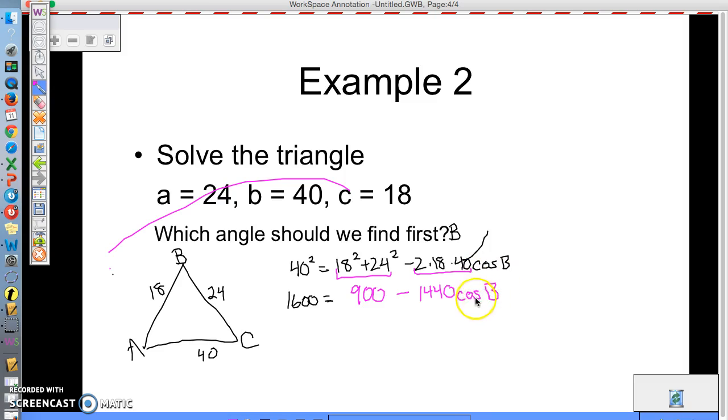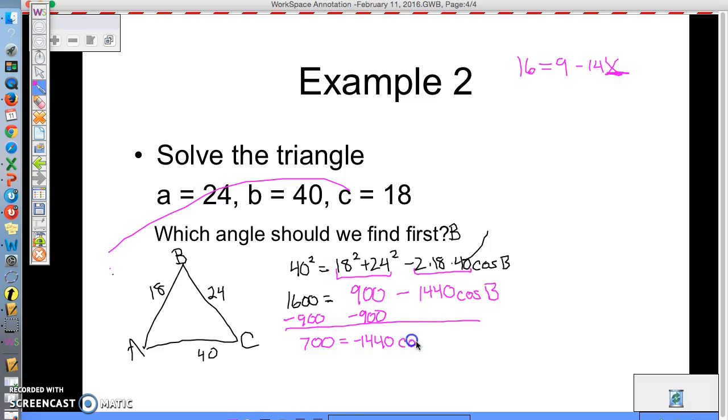And now we want to get this by itself. And again, people say to combine this, but if I had 16 equals 9 minus 14x, you want to get the x by itself. So this is kind of like getting that cosine by itself. So we have to subtract that 9 in this case, subtract the 900. So we have 700 equals negative 1440 times the cosine of b, divide by negative 1440.